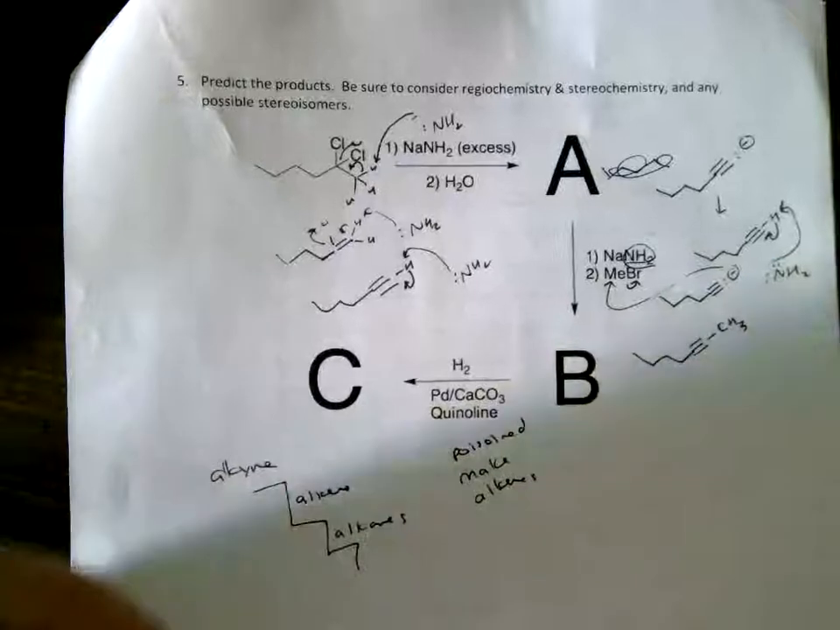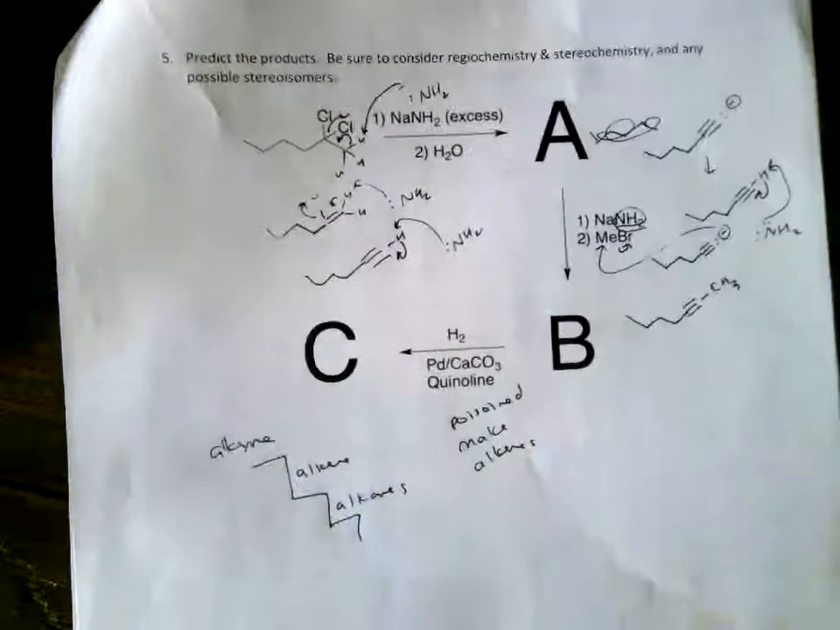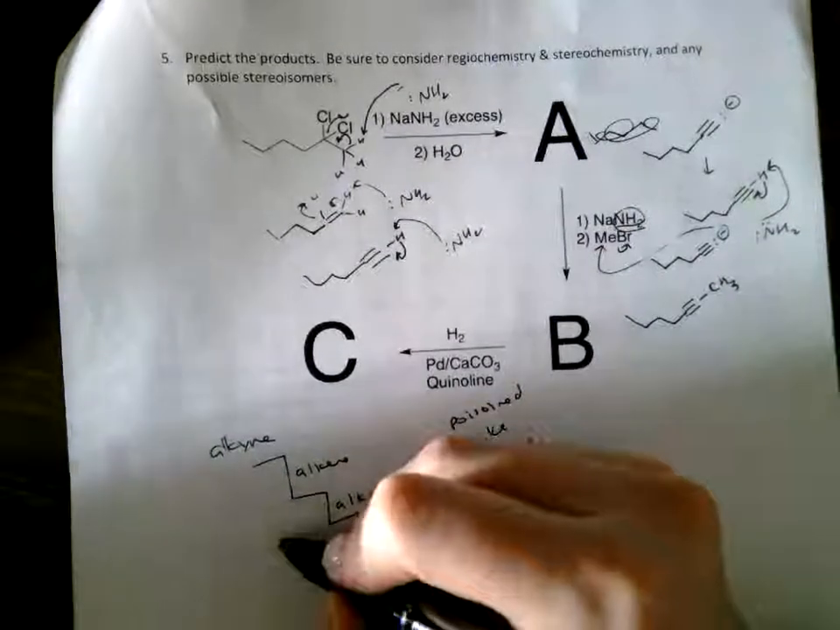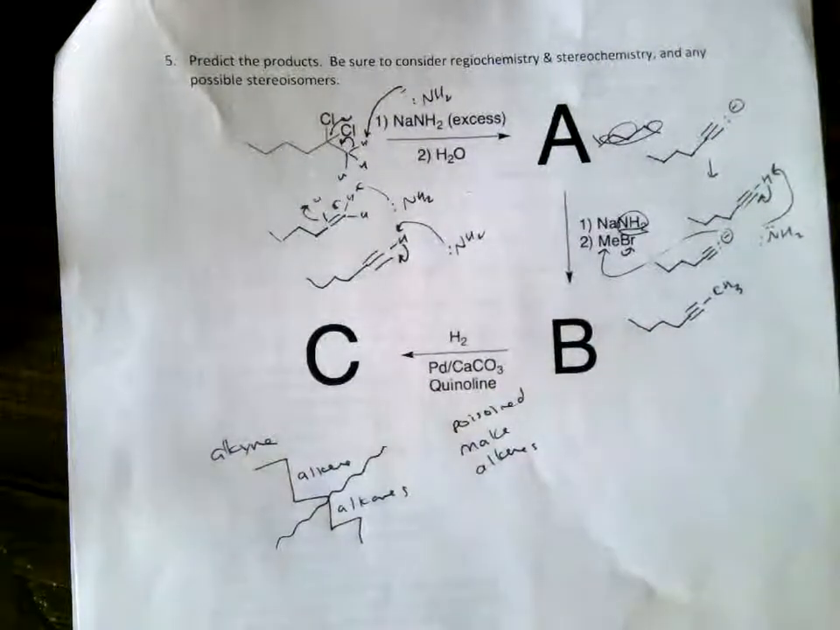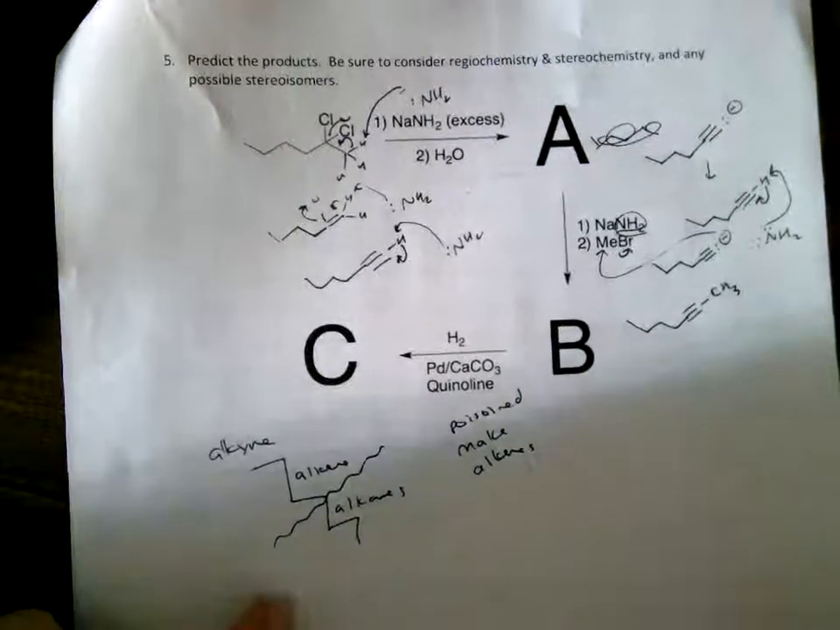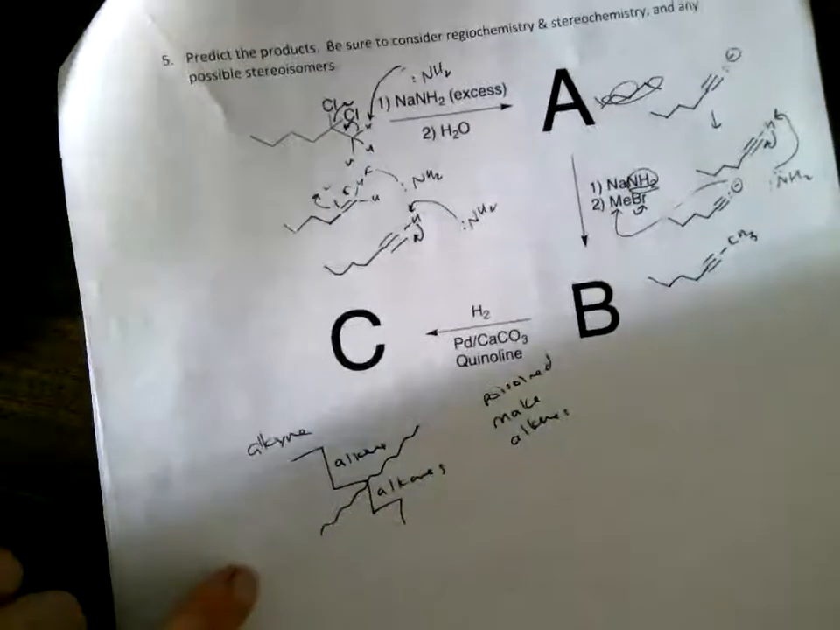Just like when you're going down the stairs, you don't usually just stop for no reason, unless there's a reason. And the reason here is we have a poisoned catalyst. So someone's sabotaging the stairs and it's not safe to keep going down or whatever. That's kind of what we talked about in my class. So once you hit that poisoned catalyst, it's going to stop at an alkene.